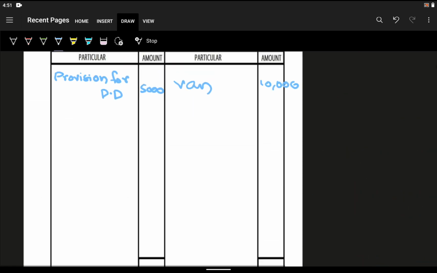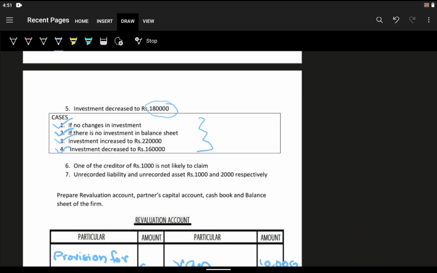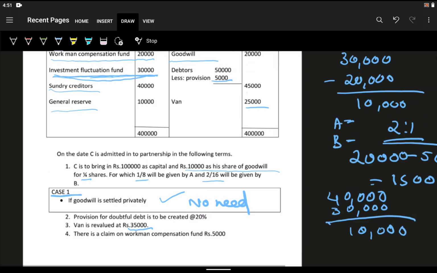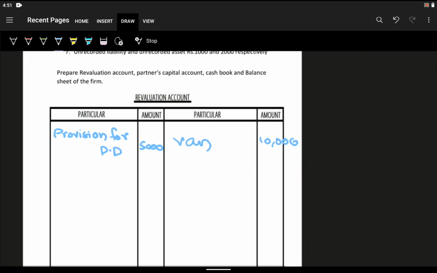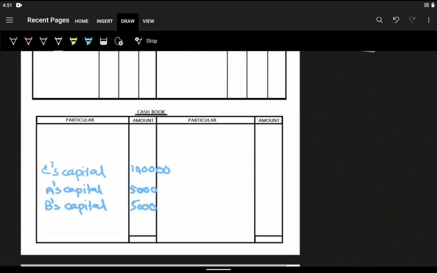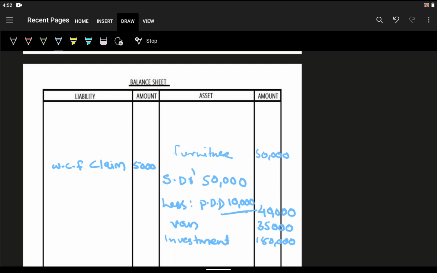So what is the next adjustment? Okay, one of the creditors of rupees 1,000 is not likely to claim. So what is the value of sundry creditors here? 40,000. So one of the creditors is not likely to claim means it's profit, liability is decreasing. So it is profit. We will write in revaluation account in profit side, sundry creditors 1,000, and we will directly write into balance sheet sundry creditors.